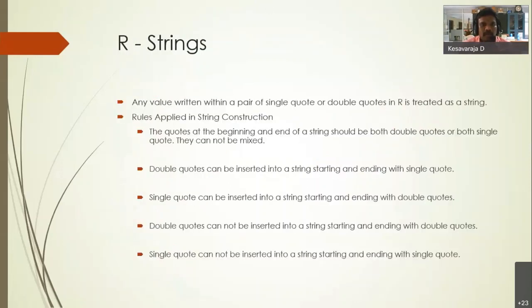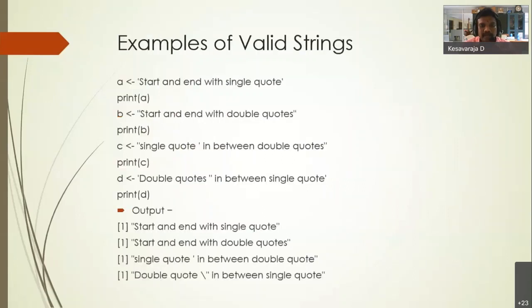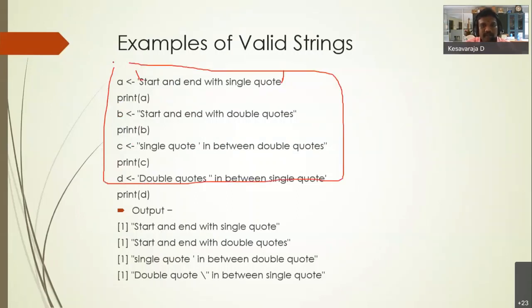Now R also supports strings. A string can be specified with either double quotes or single quotes. You can have single quotes inside double quotes, or double quotes inside single quotes. These are some different representations of strings. Anyway, a string can be represented inside single quotes or double quotes, and it is supported in R programming.